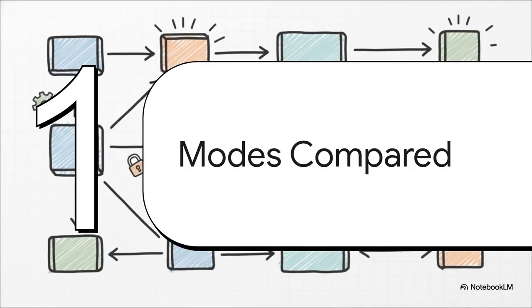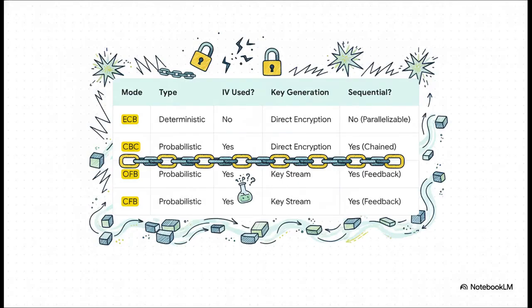Okay, that was a lot to take in. Let's take a breath and put all 4 of these modes on the table, side by side so we can see how they all stack up. So here it is, all laid out. You've got ECB, the odd one out. It's deterministic, it doesn't use an IV, and that makes it dangerously insecure. Then you have the others, CBC, OFB, and CFB, which are all probabilistic, and that's thanks to the IV. CBC is that classic chaining method that encrypts the data directly, and OFB and CFB act like stream ciphers. The big takeaway here is that everything except the broken ECB mode introduces some kind of sequential dependency. That's the price you pay for real security.